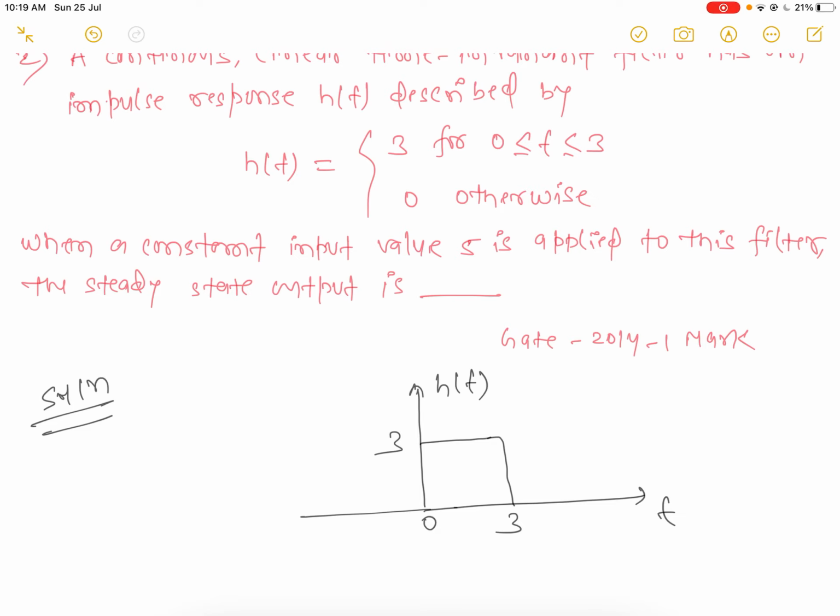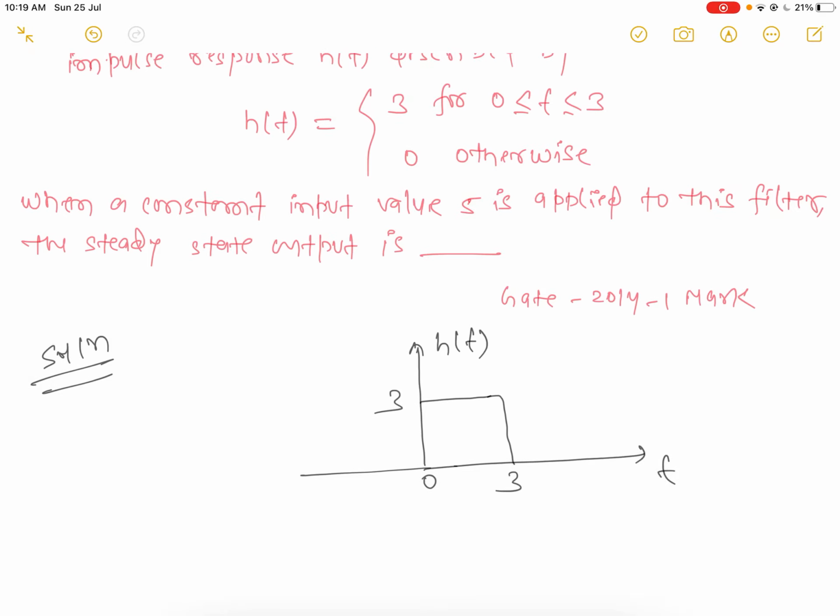The impulse response is given. When a constant input value of 5 is applied to the filter, what is the steady state output? We have to find the steady state output, which means we have to find the value as t tends to infinity. Here we can find it using the Fourier transform as well as the Laplace transform, and also by convolution.